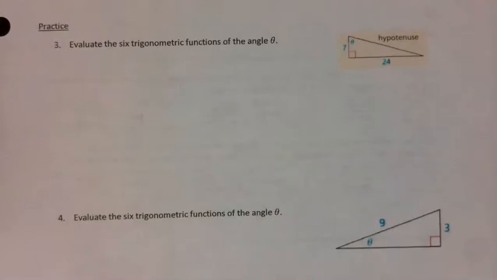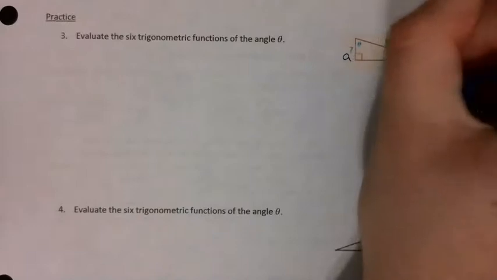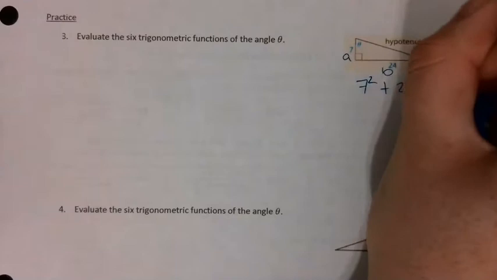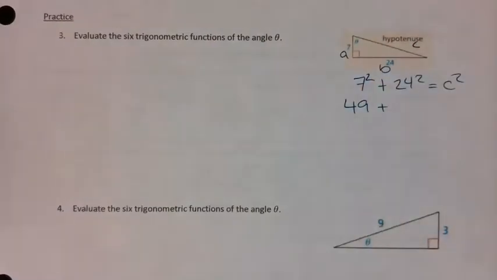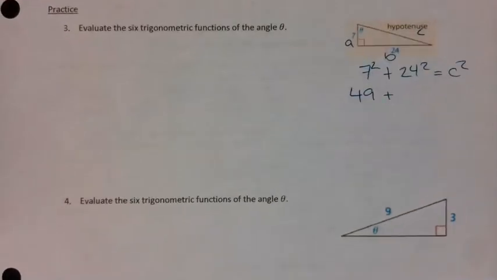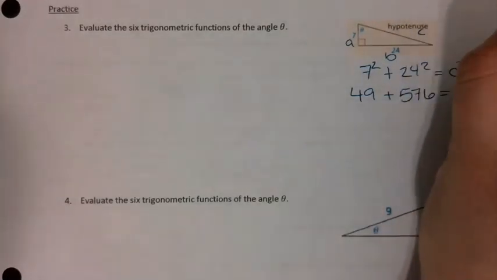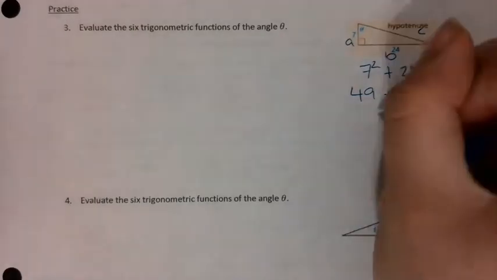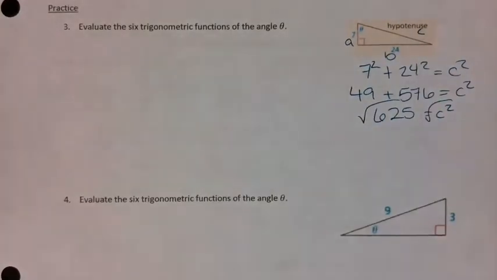Okay, so this one on number 3, I need to figure out my hypotenuse first. So I have A, B, C. I have 7 squared plus 24 squared equals C squared. I know 7 squared is 49. Let me grab my calculator to figure out what 24 squared is. It's 576. Okay. 49 plus 576 is 625. I know this one. It's 25.